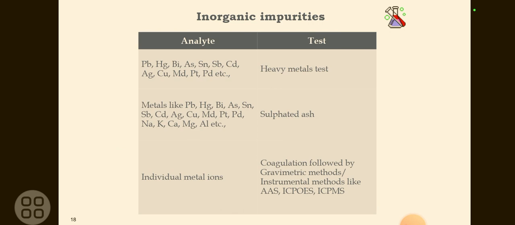If you see the list of inorganic materials, the heavy metals like lead, mercury, bismuth, antimony, arsenic, cadmium, silver, copper, molybdenum, platinum, palladium, etc. Those are the heavy metals tests we will do. Metals like lead, mercury, bismuth will also come in the sulfated ash. Sodium and potassium will also come into this picture. Individual metal ions can be identified by ICP-AAS and higher ICP-OES tests. These are the types of inorganic impurities, presented in one table.